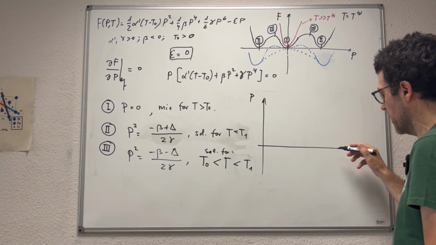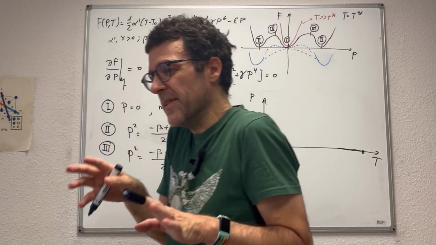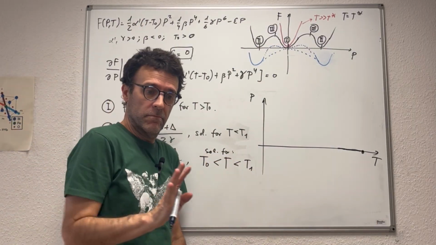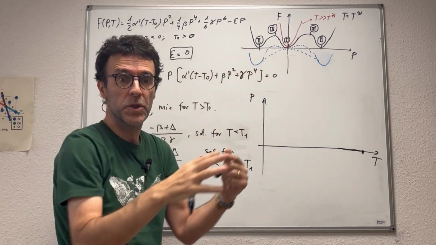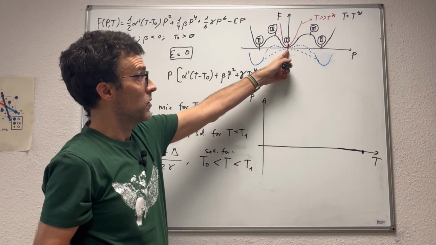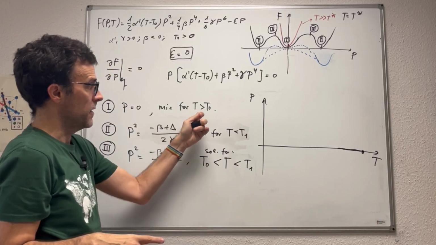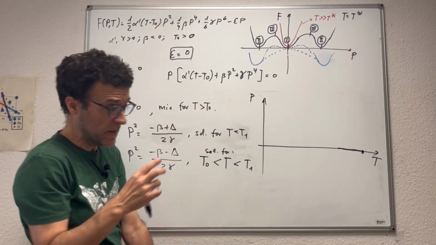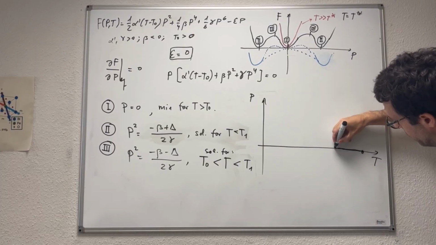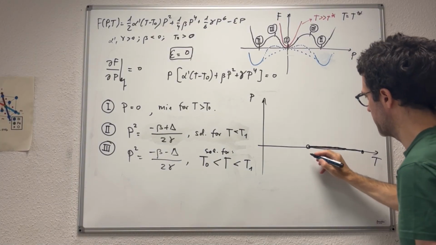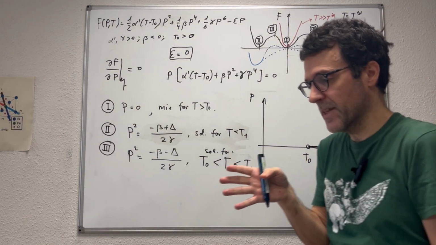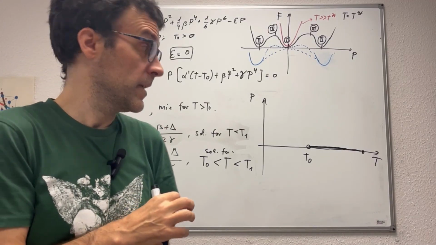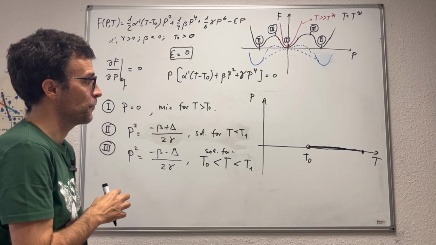Maybe if we cool down very, very carefully, we can stay there down to very low temperatures, but there is a limit temperature beyond which we cannot be there. Why? Because the minimum stops being a minimum, and that temperature is T0. So we can imagine that we cool down until we reach T0. So T0 is the temperature that sets the limit of stability of the paraelectric phase, of the high symmetry phase.